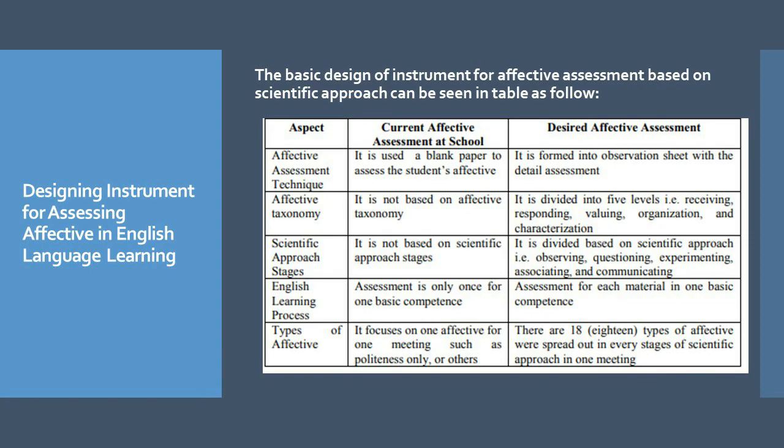And then, based on the objective of this research, the designing of the instrument for affective assessment is only for the observation sheet that is used by English teachers during the teaching and learning process. The observation, which is done by the teacher, is agreed to be more effective than other instruments such as journals, interviews, self-assessment, and peer assessment. That's why it is hoped that English teachers can assess the student affective objectively. Some of the instruments for affective assessment based on scientific approach can be seen in the table below.